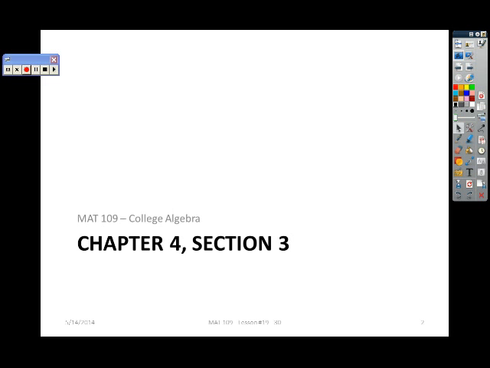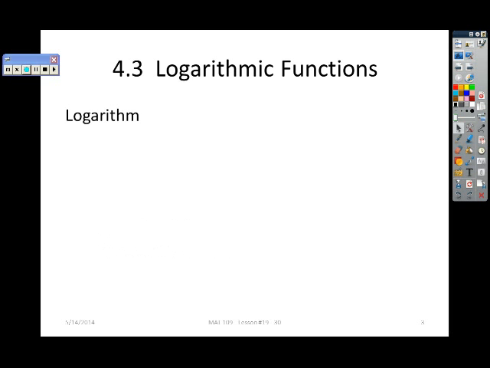Yesterday we looked at exponential functions. Today we're going to look at the inverse of that. We're going to look at logarithmic functions. This is in Chapter 4. So if we're going to talk about logarithmic functions, I first need to discuss what a logarithm is.